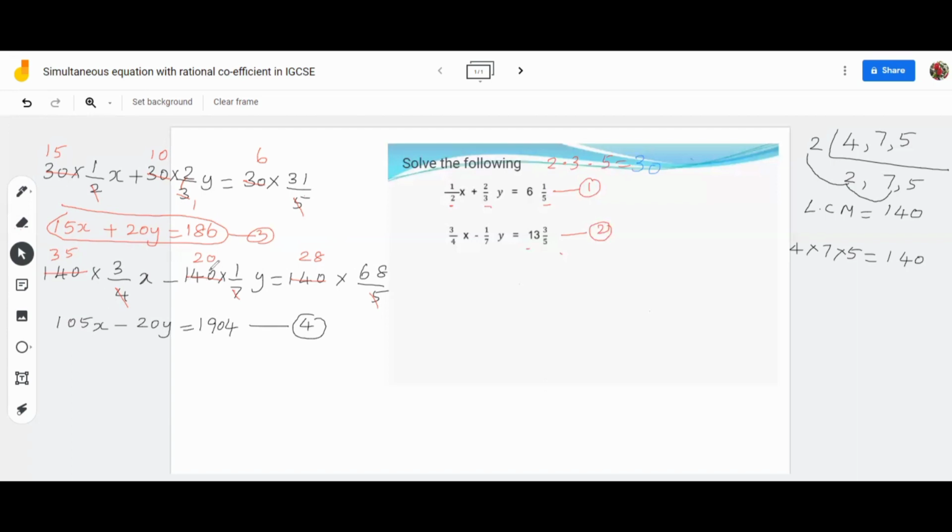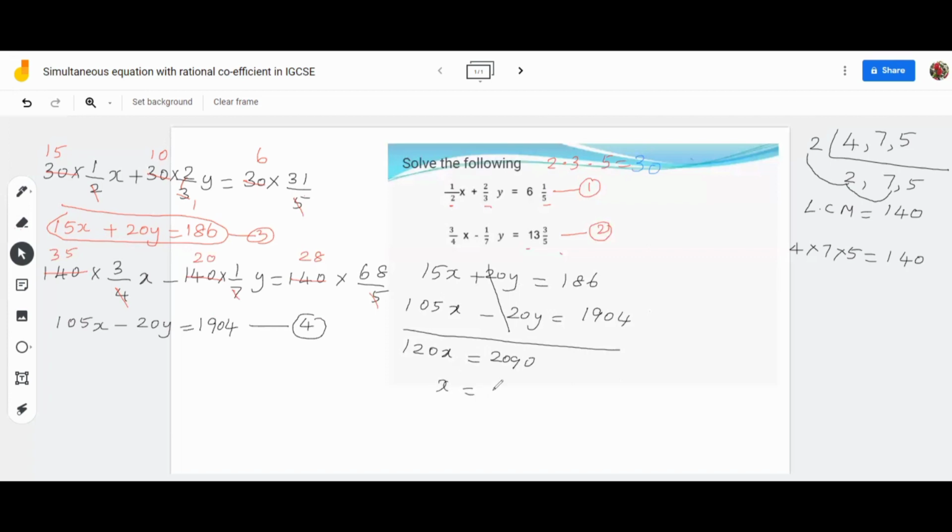And now I'm going to solve equations 3 and 4. I have 15x plus 20y equals 186. On the other hand, 105x minus 20y equals 1904. Now, here I have like terms with different signs. I can simplify like this. If you add, you can get 120x equals 2090.